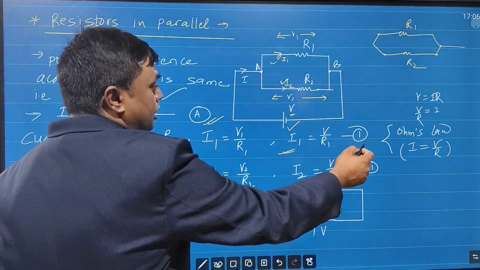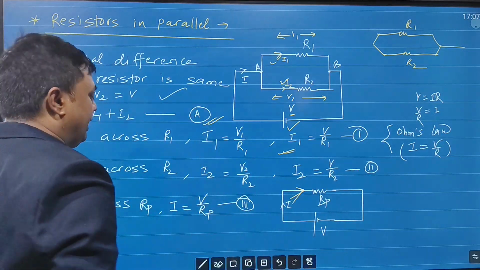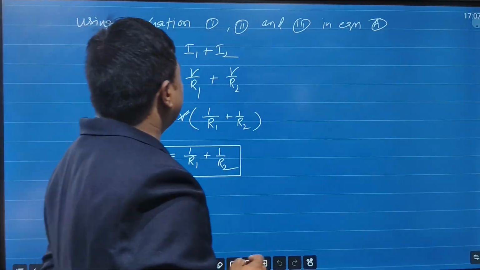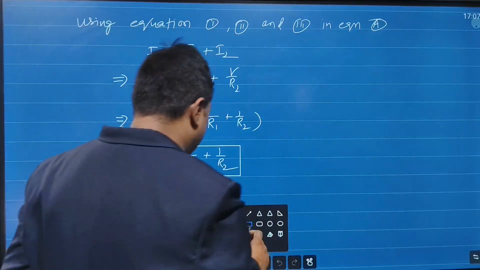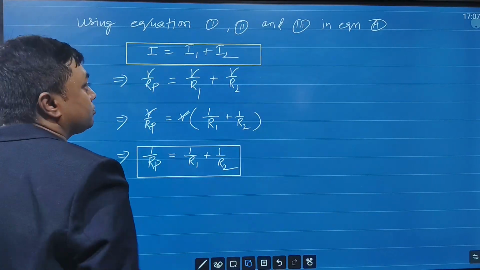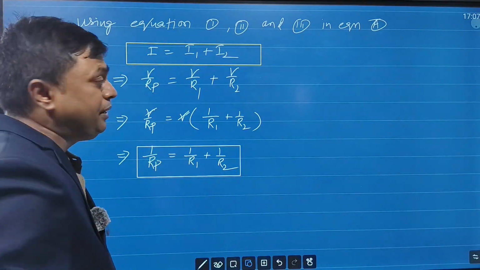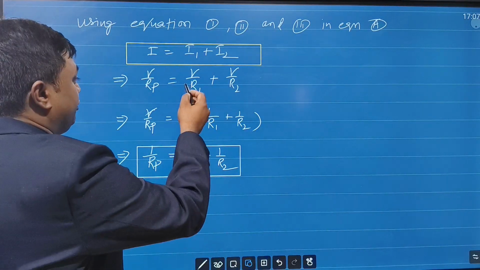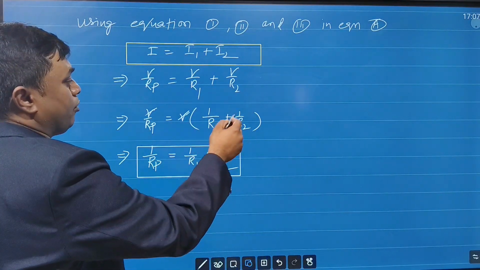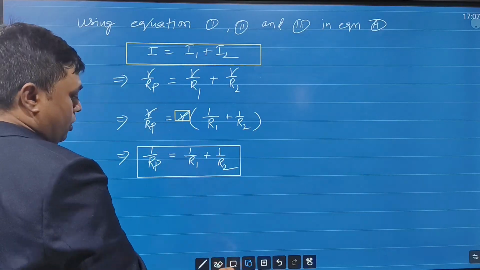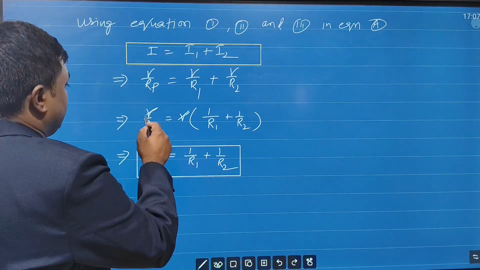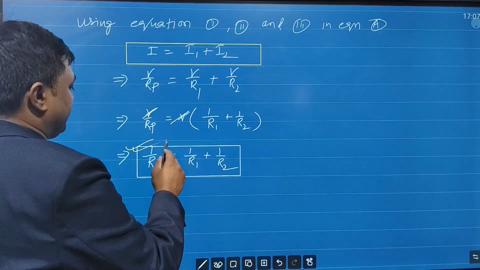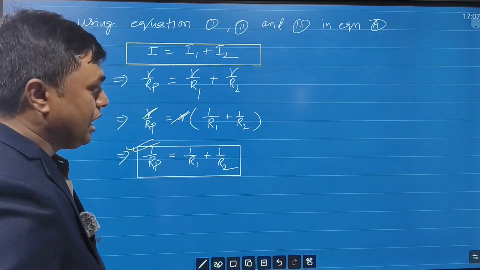So using equation 1, 2, 3 in equation A. What is equation A? I is equal to I1 plus I2. Yes or no? What is I? I is equal to V by Rp. I1 is V by R1. I2 is V by R2. You can take V common. So V common means 1 by R1 plus 1 by R2. So this V and this V get cancelled. So 1 by Rp we are getting 1 by R1 plus 1 by R2.